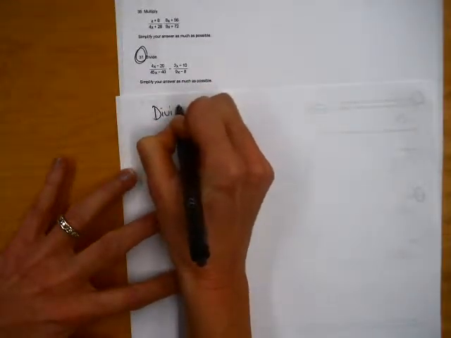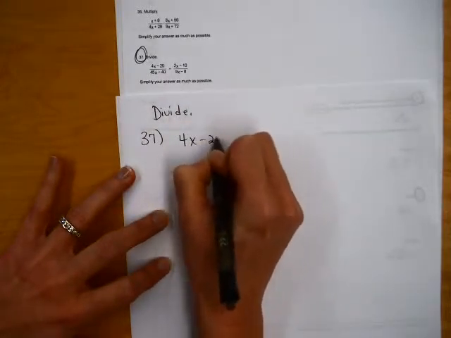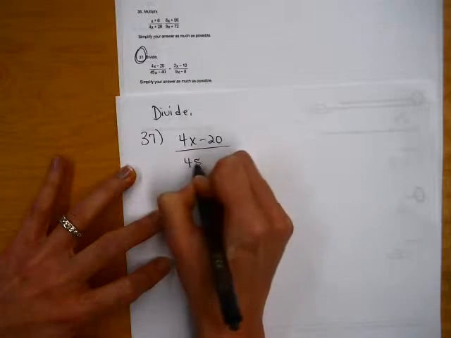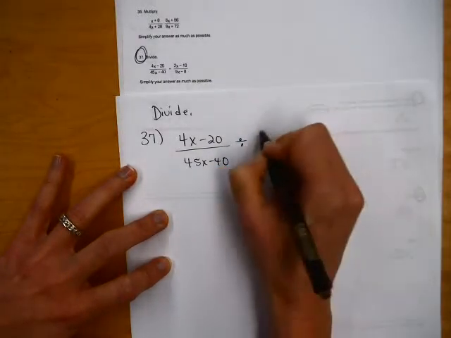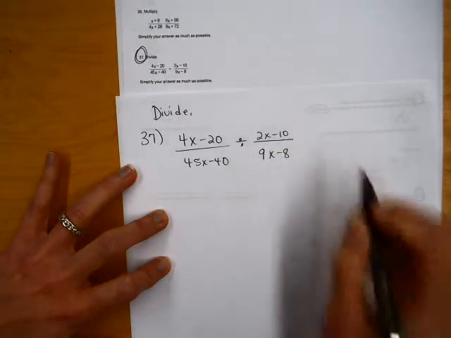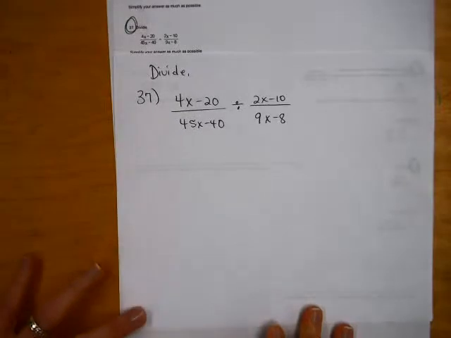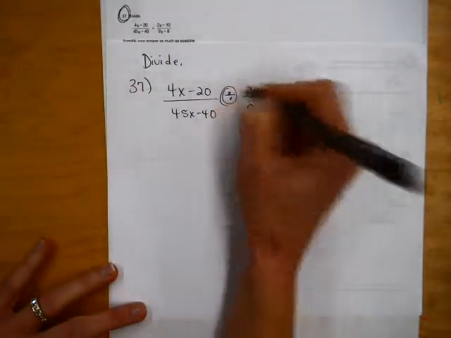On 37, we are asked to divide. And so on 37, we have 4x minus 20 over 45x minus 40, divided by 2x minus 10 over 9x minus 8. Okay, and I believe we just got through factoring pretty much all of this in the previous problem, but the difference is this is division.